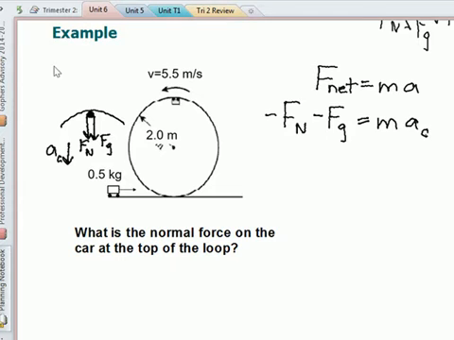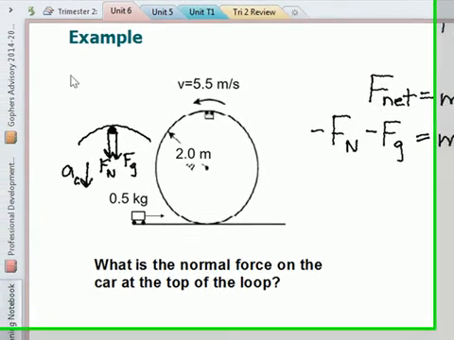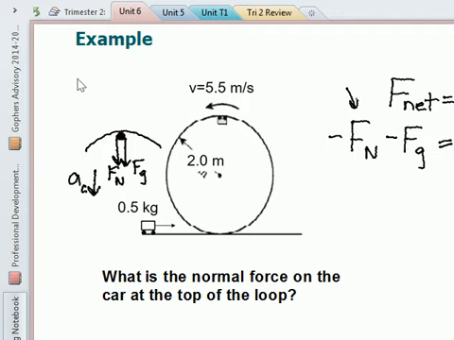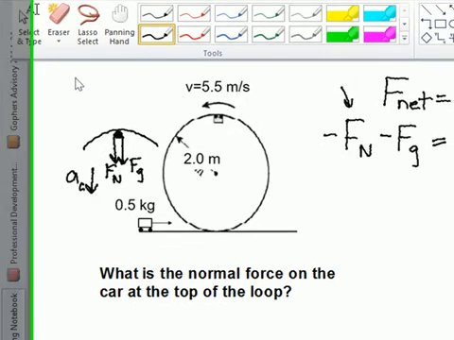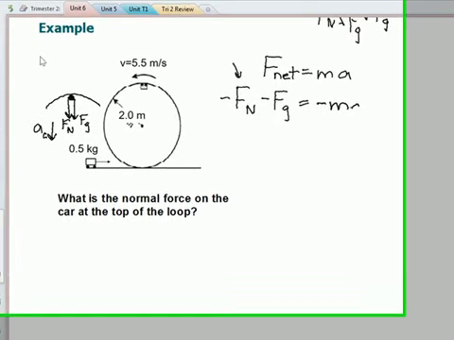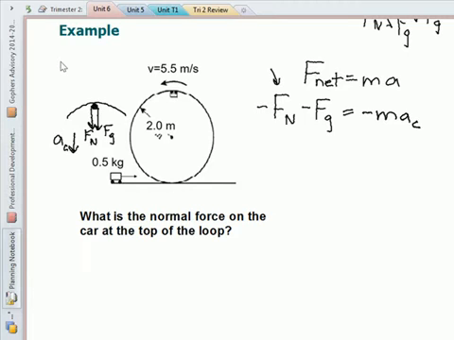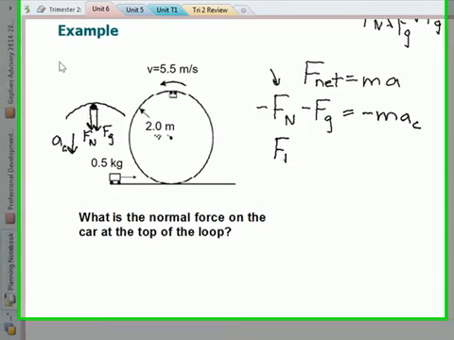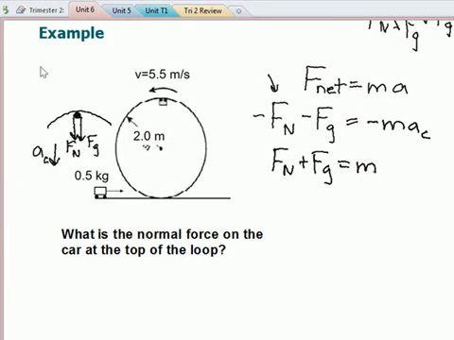I am being asked for normal force, so that's Fn here, and that's what I want to solve for. Oh, I forgot to make this negative, because centripetal acceleration is negative, so let's change that right now. Mass times centripetal acceleration. If I multiply both sides of this equation by -1, I get Fn plus Fg equals m times ac. Then I can subtract Fg from both sides. So normal force equals m ac minus gravitational force. That gravitational force is just m times g, and the centripetal acceleration is v squared divided by r.